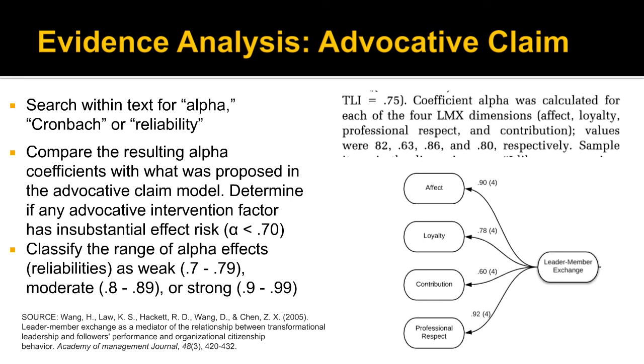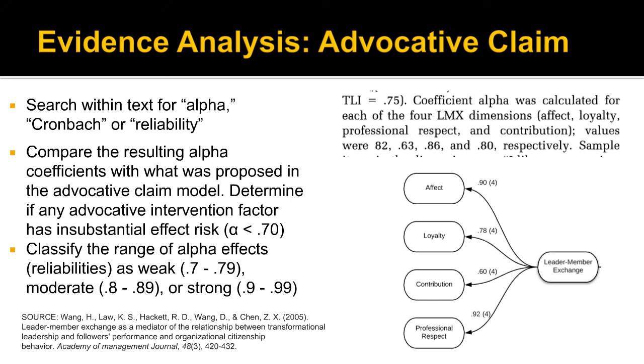You can see here that the study by Wang et al. 2005 found that affect was substantively reliable, though at 0.82 it is less reliable than the 0.90 estimate by Liden and Maslyn 1998. Similarly, professional respect was found to be substantively reliable, though less so than originally estimated. Finally, loyalty was found not to be substantively reliable, though contribution was. Therefore, based on the combined results of Liden and Maslyn and Wang et al., we can conclude that both loyalty and contribution have insubstantial effect size risk.